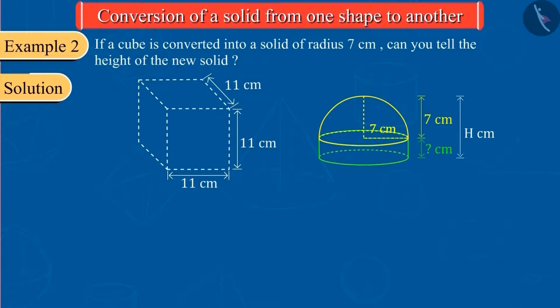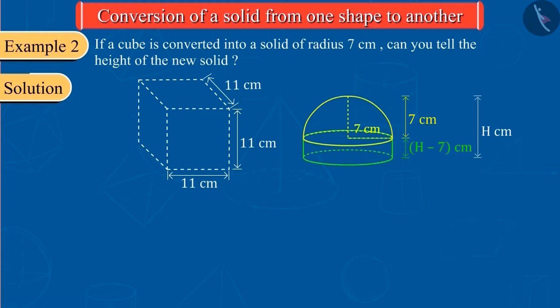So, what should be the height of the cylinder? Since the total height of the solid is H and the height of the hemispherical part is 7 centimeters, therefore, the height of the cylindrical part will be H minus 7. Can you guess the next step now?